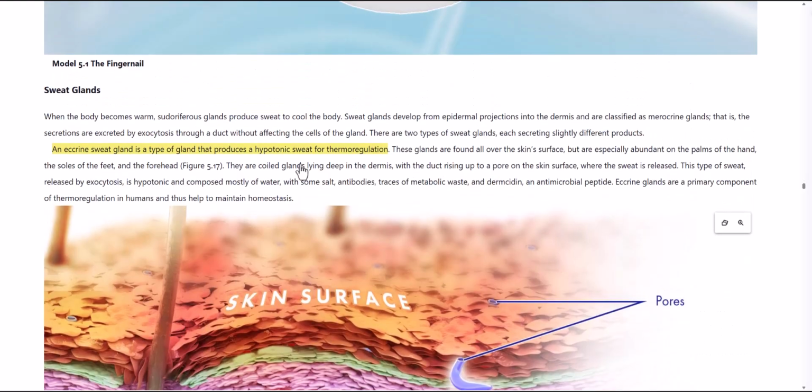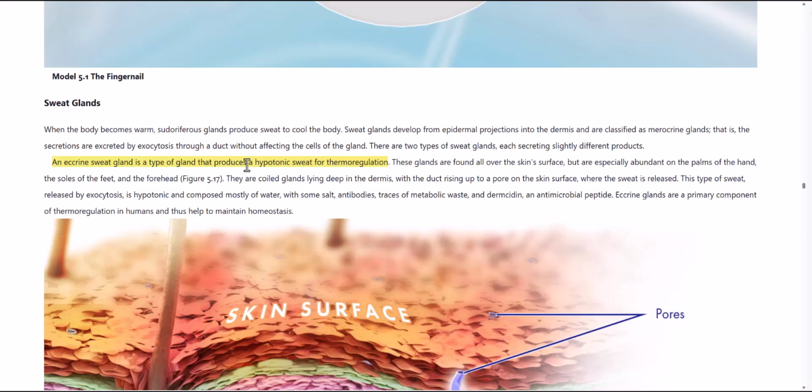Then lastly, let's get down to sweat glands. I think this is really, really interesting. So sweat glands are all over our body. They are there to help cool us off. We're going to produce sweat from those sweat glands to cool us off when we're hot. And most of our sweat glands on our body release their products through merocrine secretion.